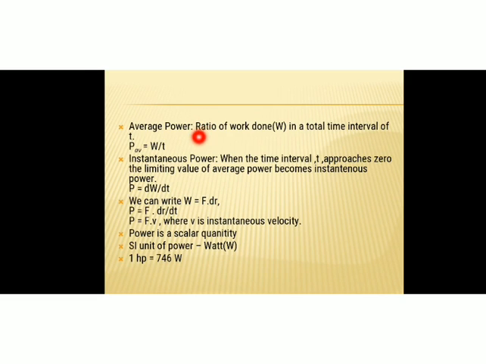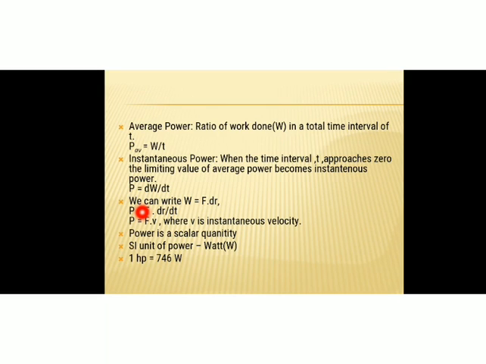What is average power? Average power is the ratio of work done to the total time interval T. That means average power is equal to work divided by time. What is instantaneous power? When the time interval T approaches 0, the limiting value of average power becomes instantaneous power. Just like instantaneous velocity and instantaneous acceleration, power P is equal to dW by dt, where dW is the change in work and dt is the time interval.